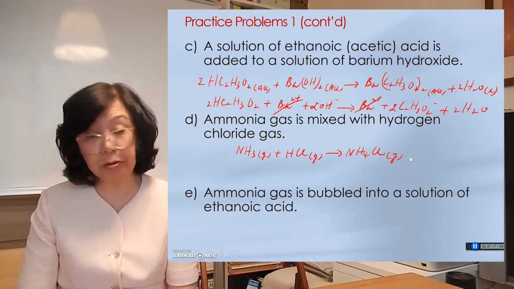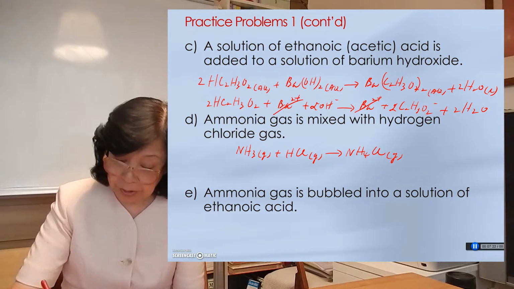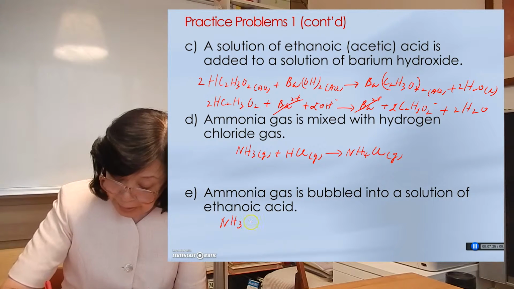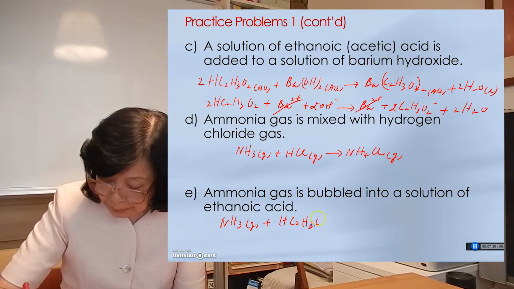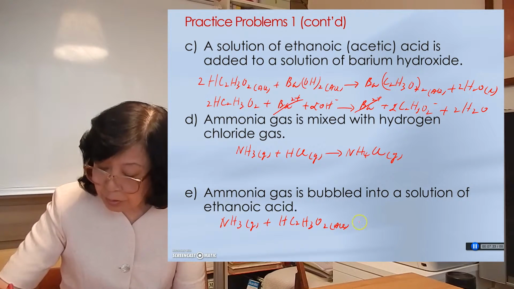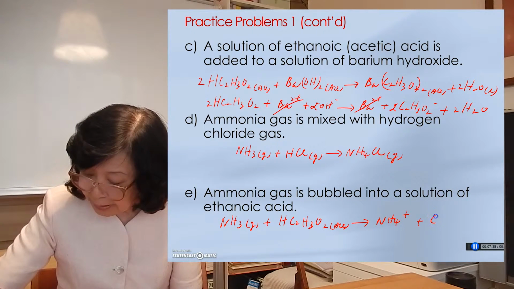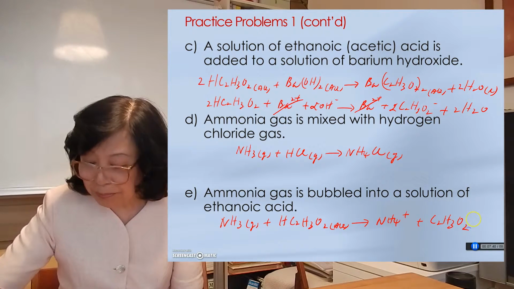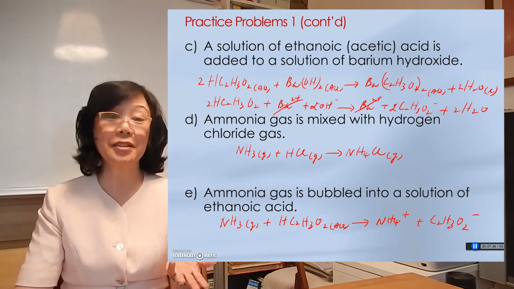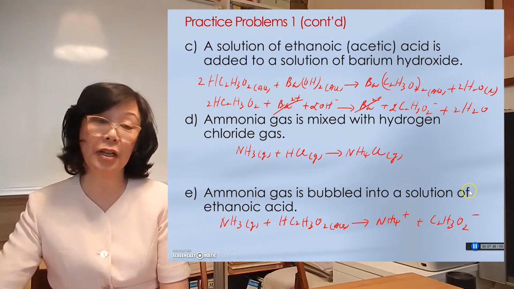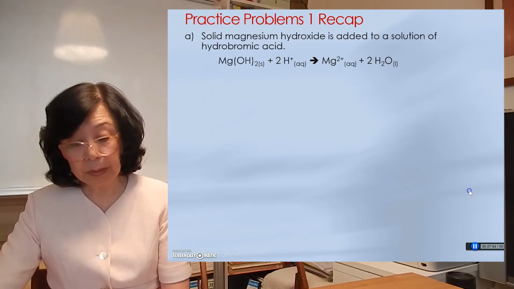Next one, last one. Ammonia gas bubble into solution of ethanoic acid. This time we have a weak base bubble into a weak acid. So we have ammonia gas and acetic acid aqueous to form this ammonium and acetate ion. Now I take the liberty of jumping into the net ionic equation because I know ammonium acetate is water soluble. Nothing to be cancelled out. So here is the remaining net ionic equation. Now, the next one sums up my previous work.